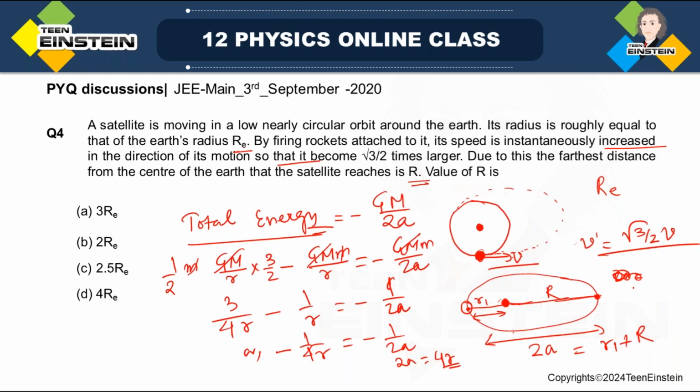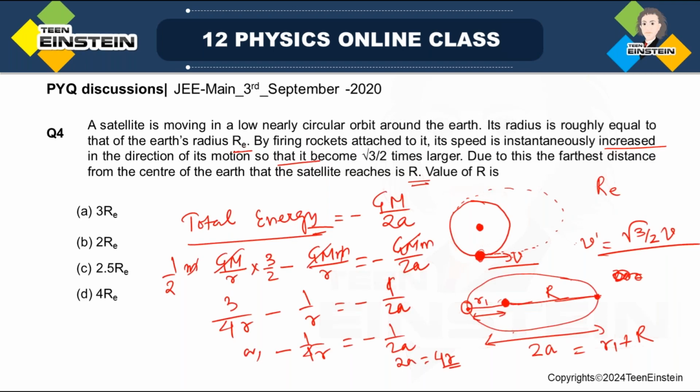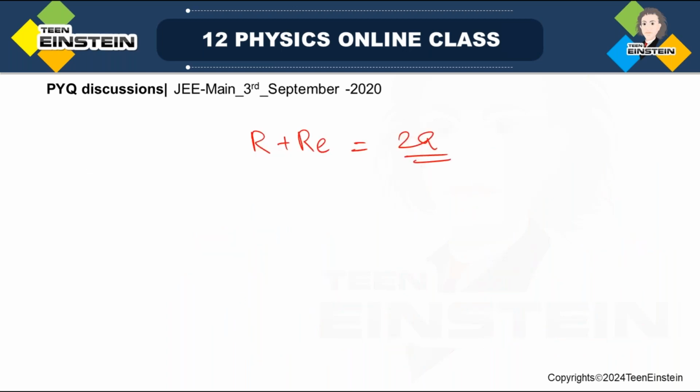I'll write it here. This r plus RE will constitute your 2a. So what is this small r? That is actually RE, because the satellite is nearly on the earth's surface. It is a satellite around the earth, nearly at the earth's surface, so that's why small r is RE. That is what I have done here.